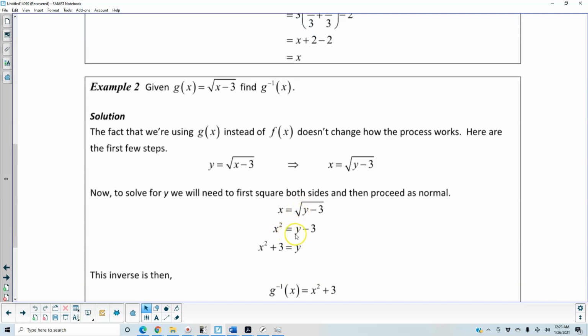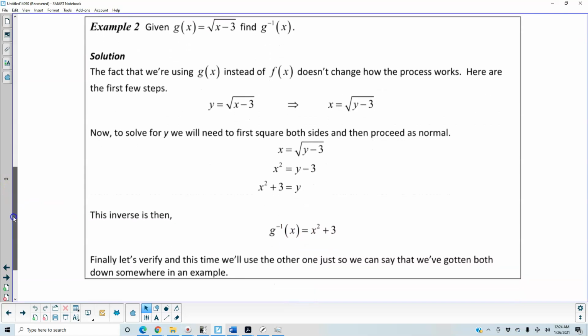So we have x squared, which is equal to y minus 3. And then solving for y, we add 3 to both sides. So y is going to equal x squared plus 3. So this inverse, g inverse of x, is equal to x squared plus 3.